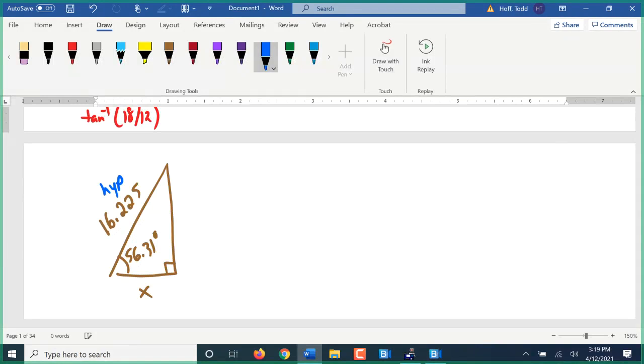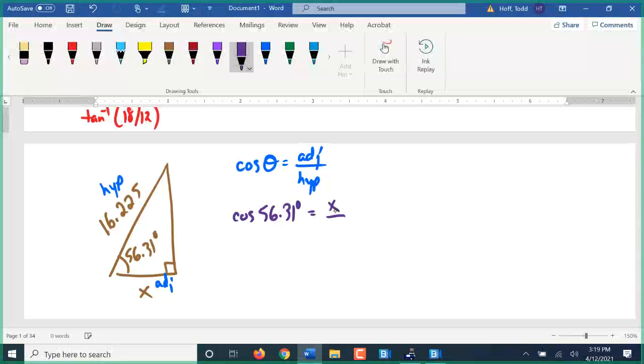Hypotenuse is 16.225. X would be the adjacent. Hypotenuse and adjacent make cosine. Cosine of an angle is adjacent over hypotenuse. Cosine of x over y.